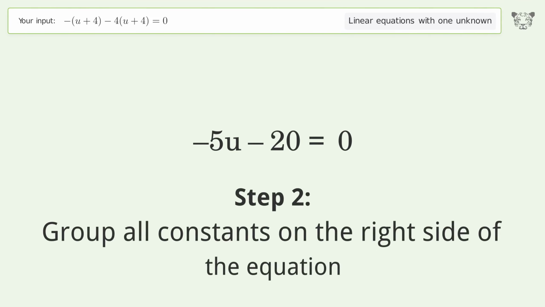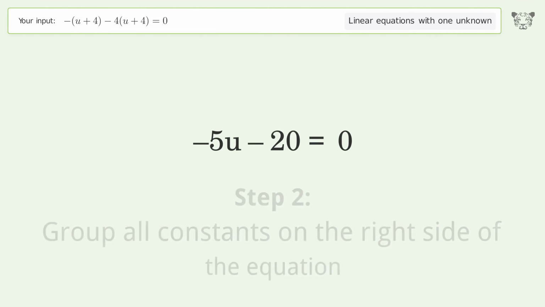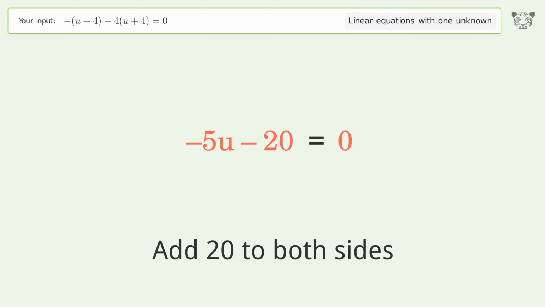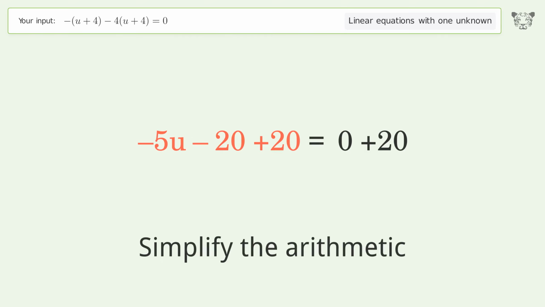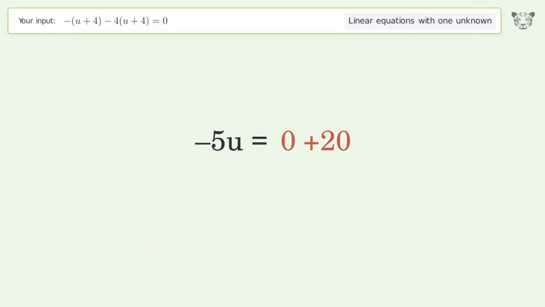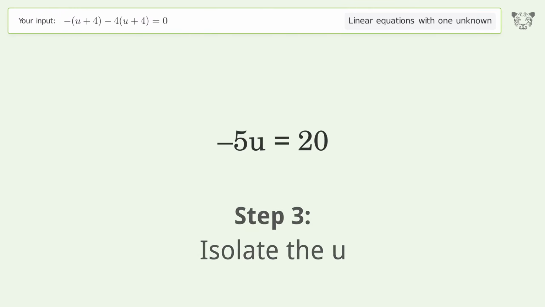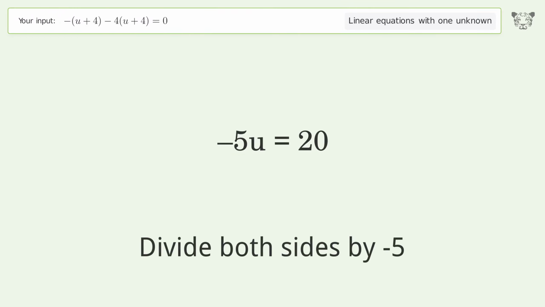Group all constants on the right side of the equation. Add 20 to both sides. Simplify the arithmetic. Isolate the u. Divide both sides by -5.